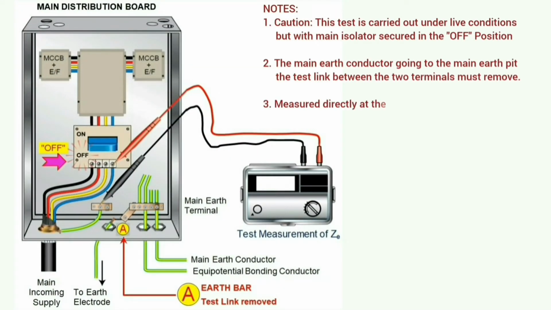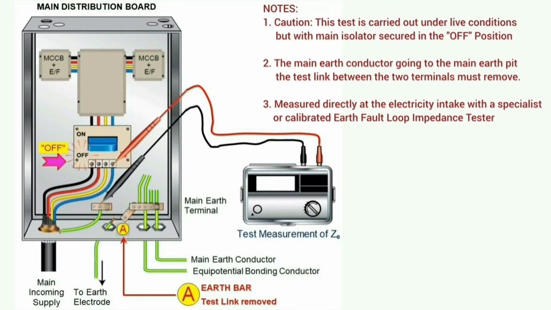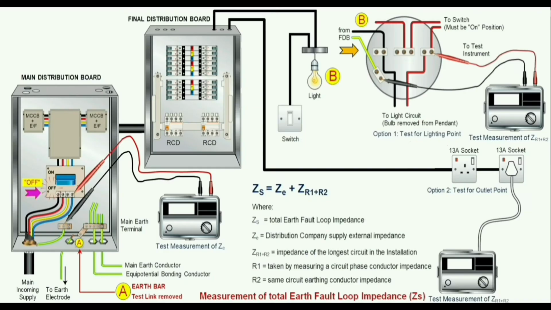Measure the external impedance between the line conductor and earth conductor and record the result of 0.1 ohm. Note, the value will vary, it depends on the type of earthing system. So the value of external loop impedance from the distribution system is 0.1 ohm. Put it here.